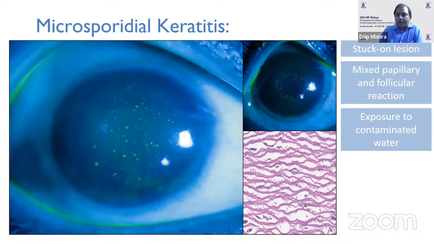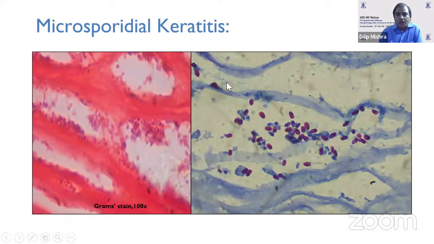Then microsporidial keratitis we are also getting in our lab. You can see the clinical images. On histopathology, they are present mostly in the stroma, and this is 1% AFB, and this is Gram stain. They look like rice grain structures and contain a polar band. So this rice grain-like structure is microsporidia, confirmed by 1% AFB stain and also in Gram stain.